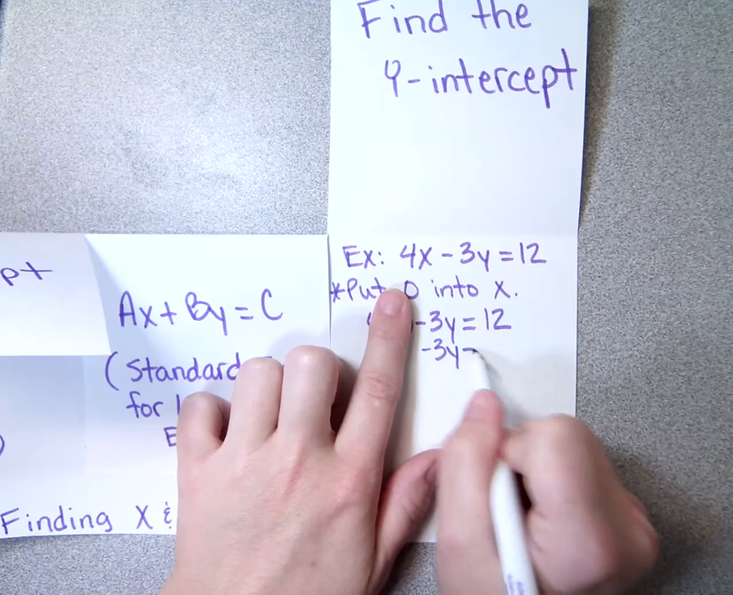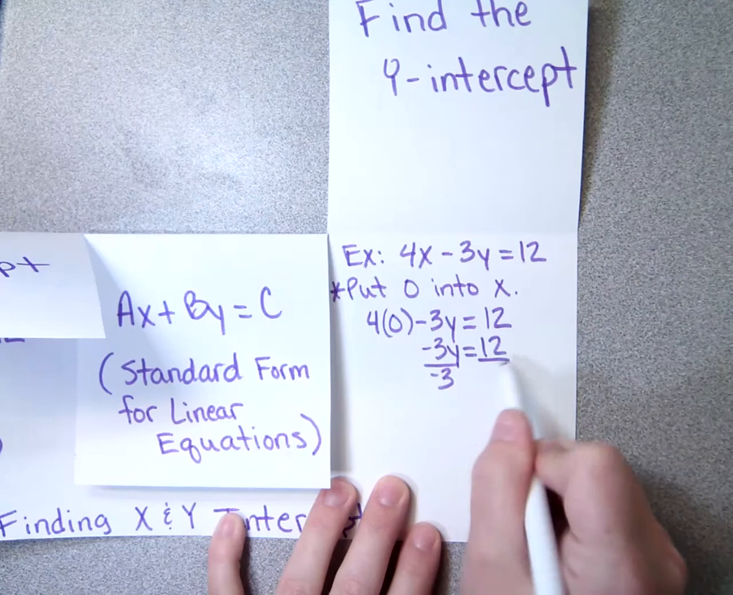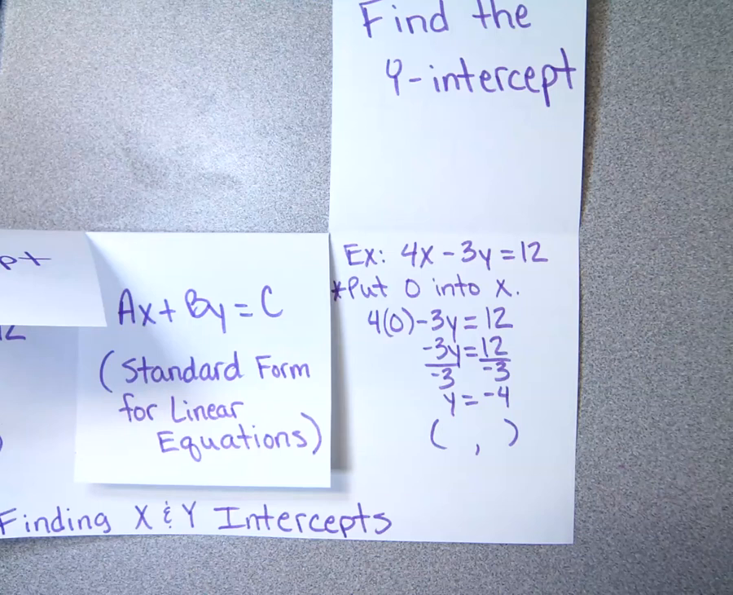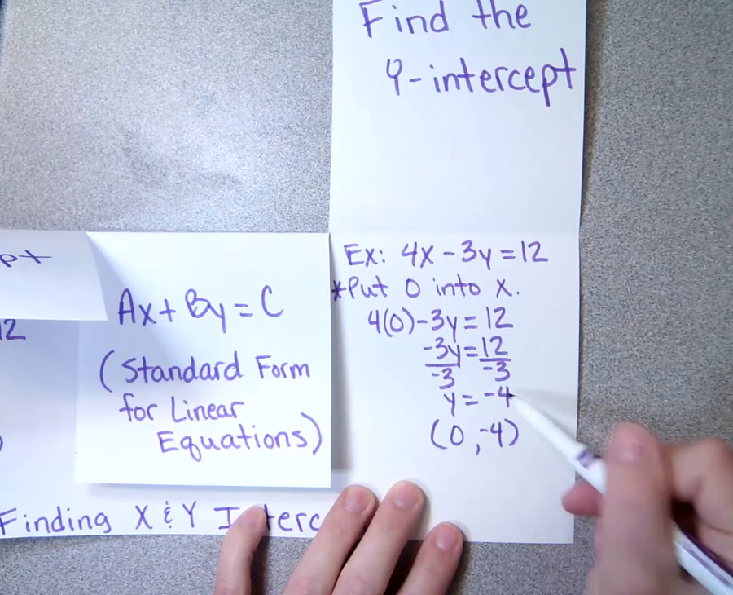How would I solve that? I would divide both sides by negative 3, and that would give me y equals negative 4. Now, what would that look like as an ordered pair? 0, negative 4. The y-coordinate is always the second number, and 0 is what we put into the x.